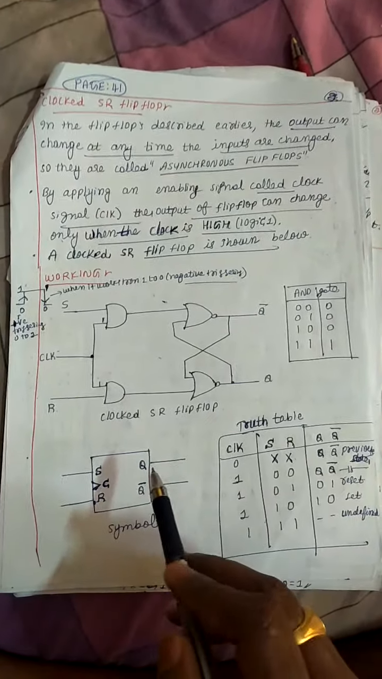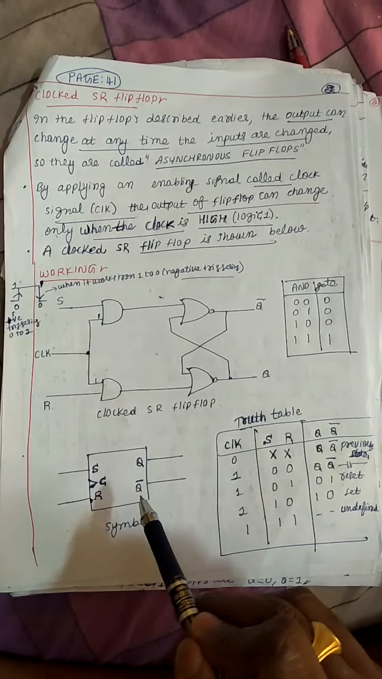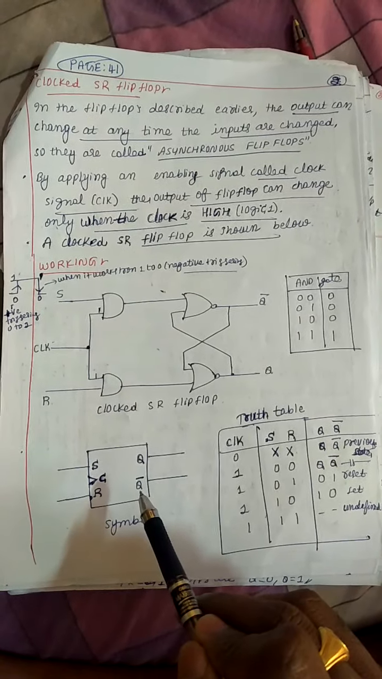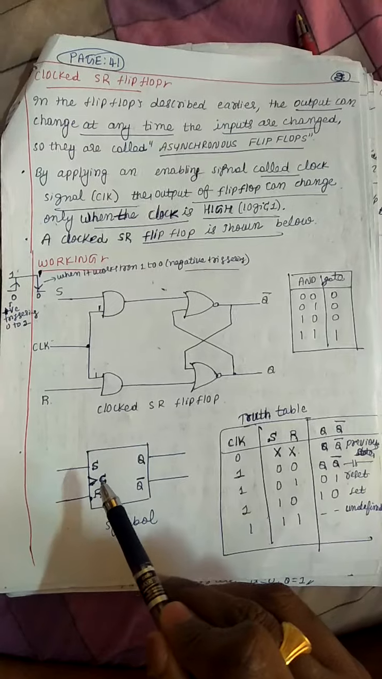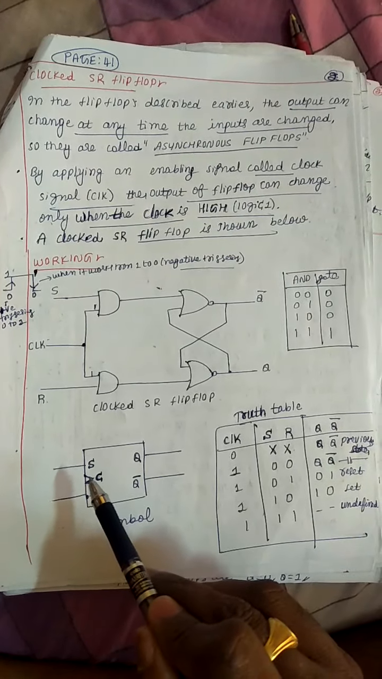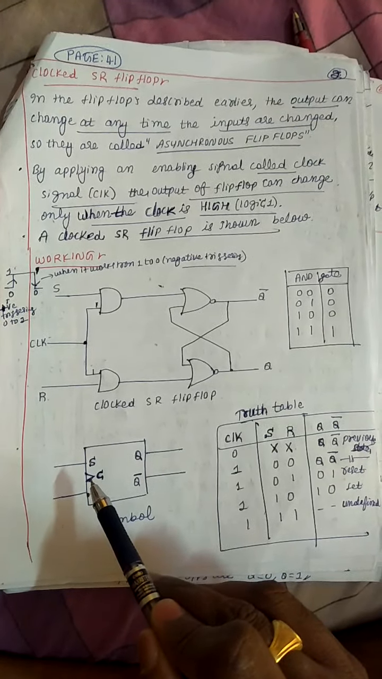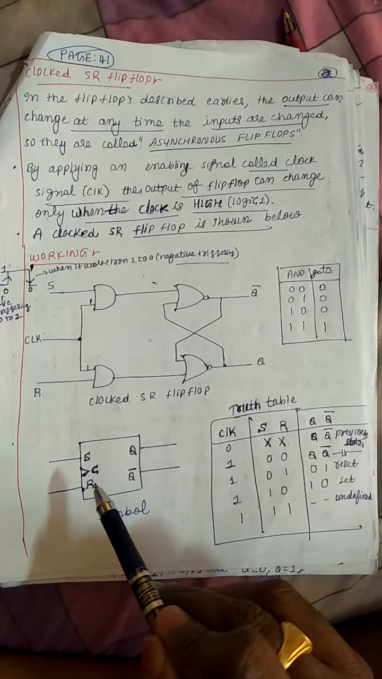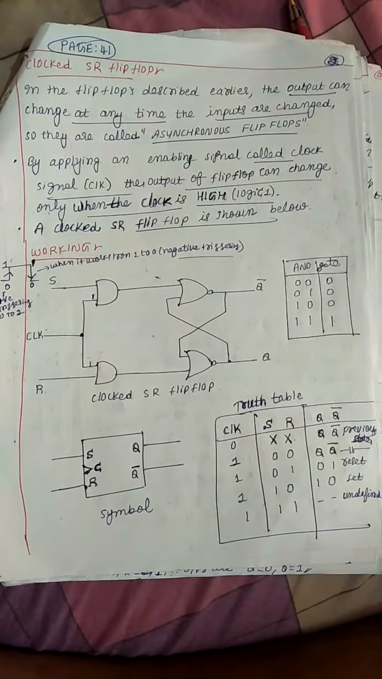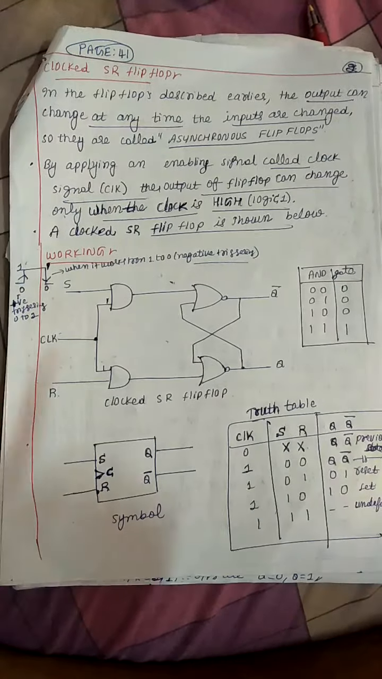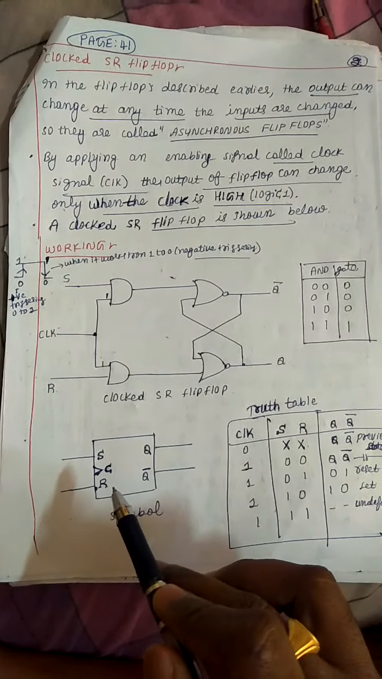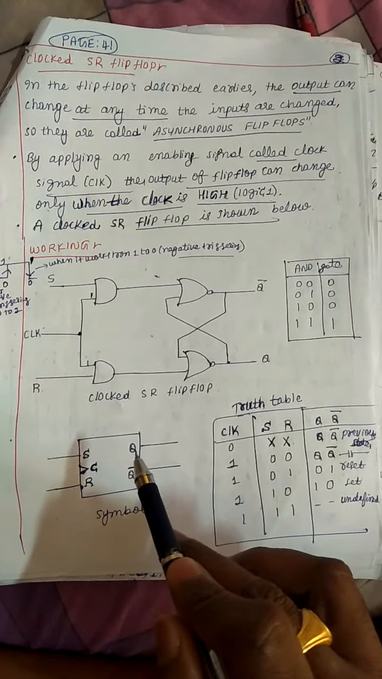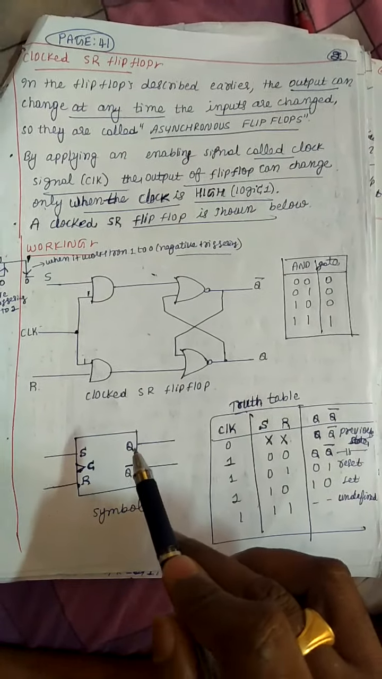Okay, this is the symbolic representation of the clocked SR flip-flop. Here you have the clock, indicated by this greater than symbol. Of course, you have S and R as inputs. S stands for set, R stands for reset. Q is the output, Q bar is the complement of Q.